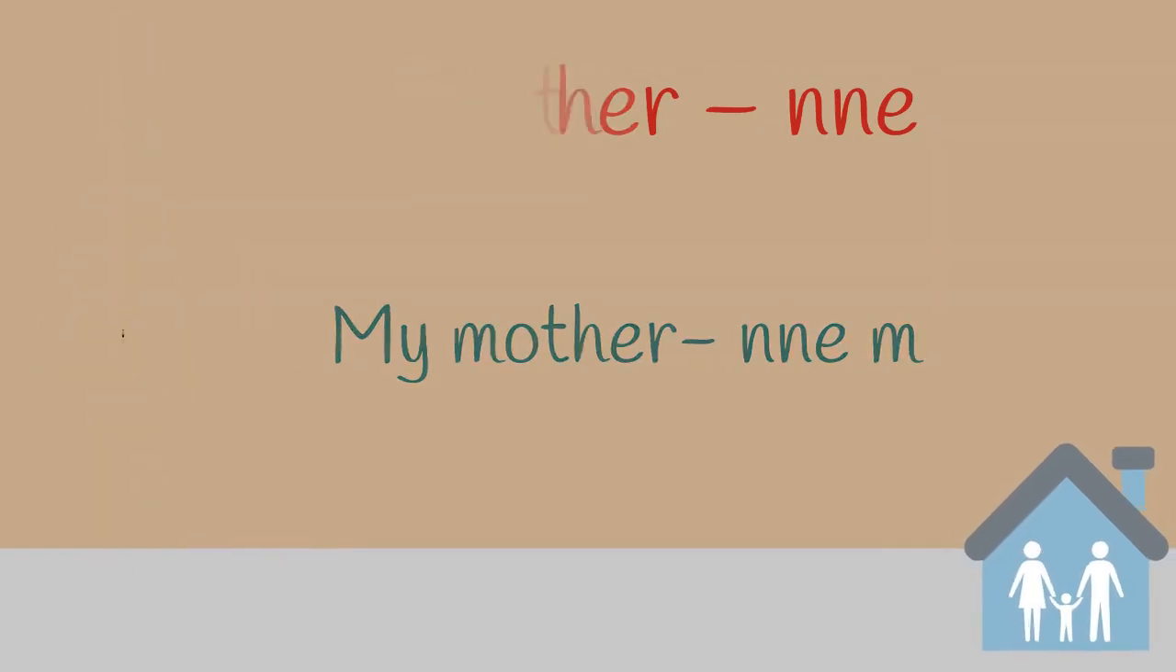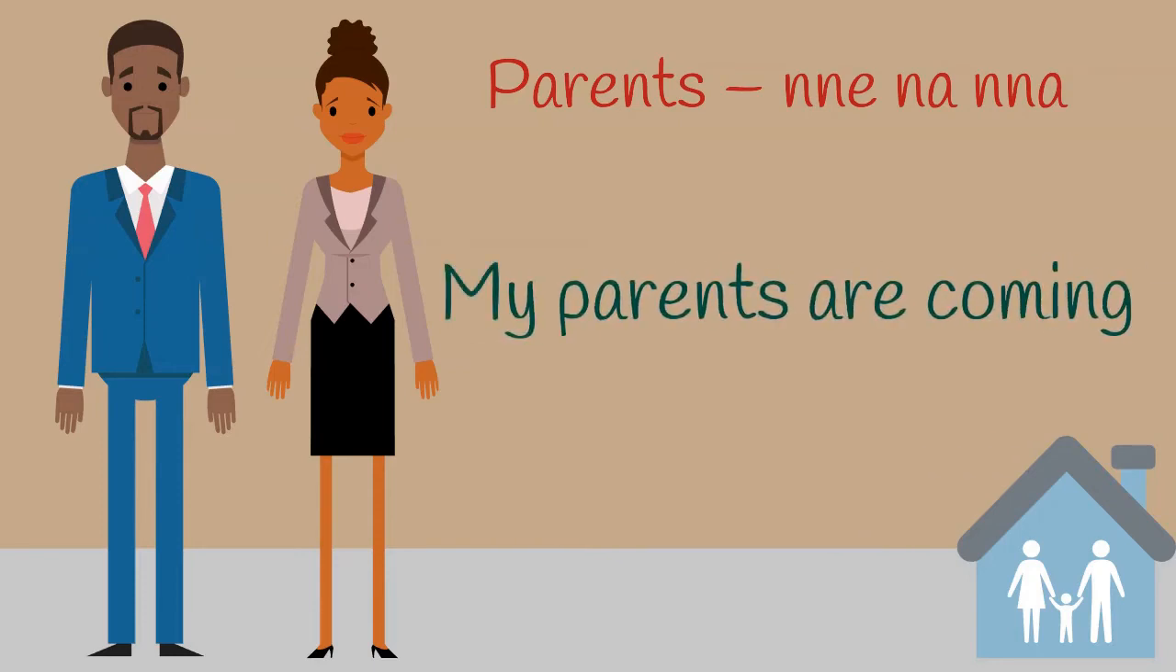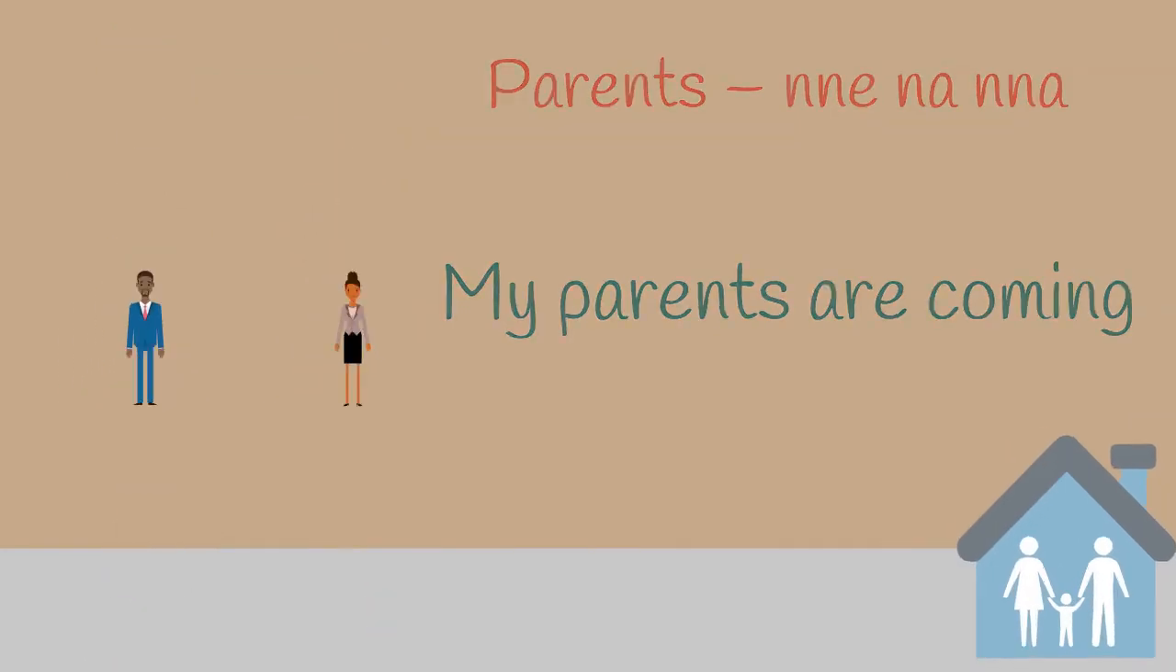Parents. Nne na nna. Like I said before, nne is mother. Nna is father. So nne na nna, mother and father, is parents. Like we know, our mother and our father is our parents. So parents in Igbo language is nne na nna. If you want to say my parents are coming, you can say nne na nnam na-abịa.